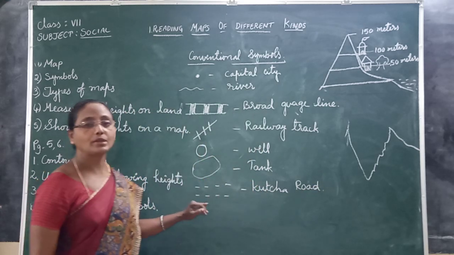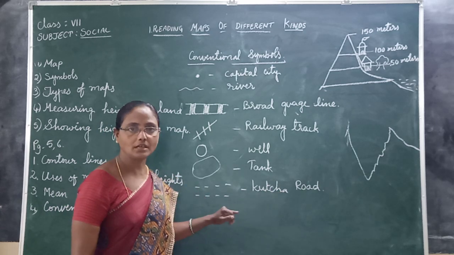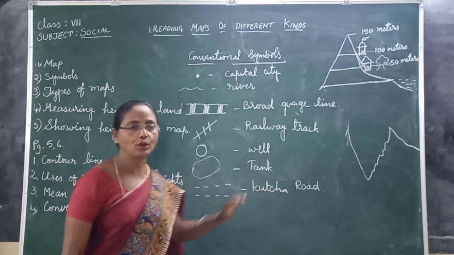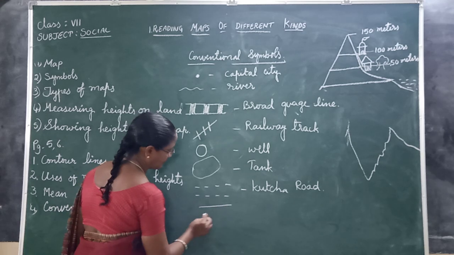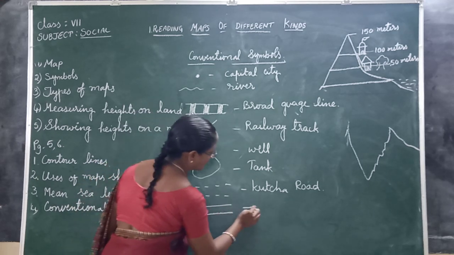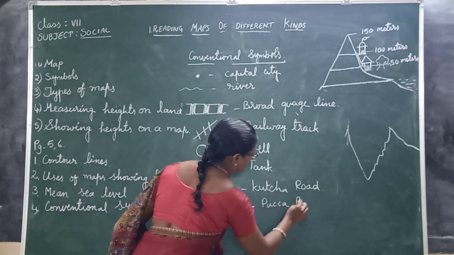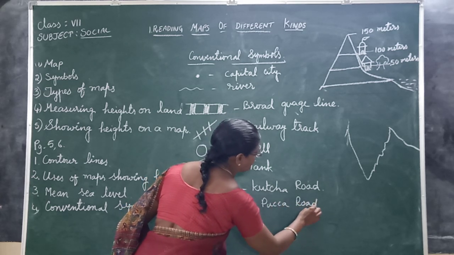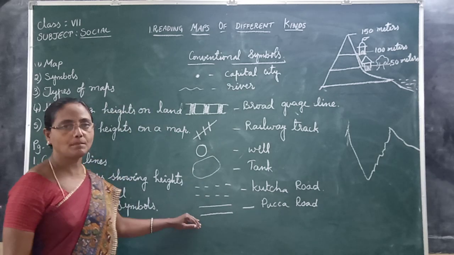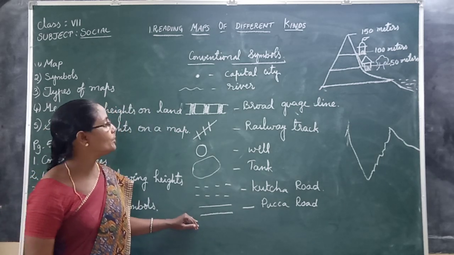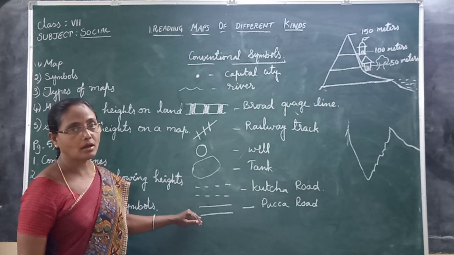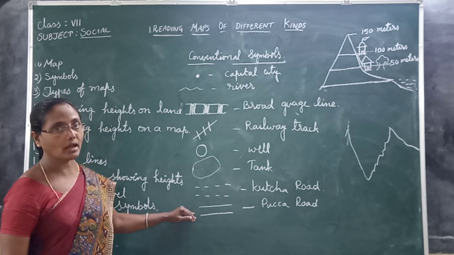This is the symbol of the Kacha road. Okay, this is the symbol of the Pakka road. Okay, understand?